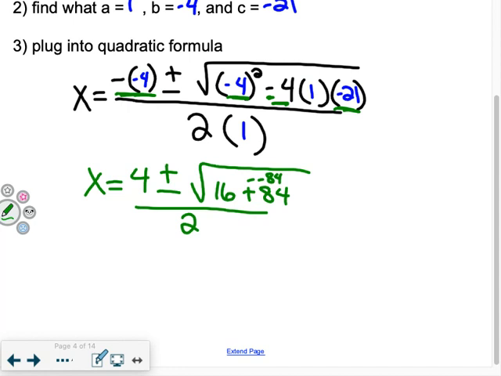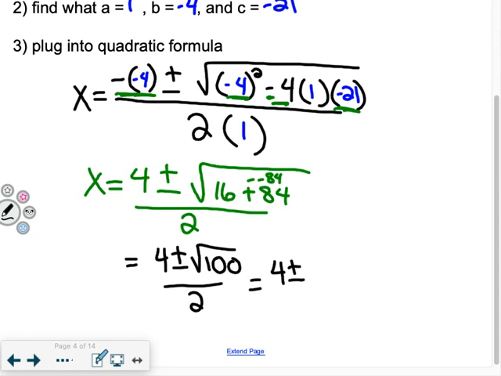So if we do this, we'll simplify this down a little bit more. We have 4 plus or minus the square root. If I take 16 plus 84, I get 100, and all over 2. And now we'll go one step further. 4 plus or minus the square root of 100, which we know is 10, over 2.